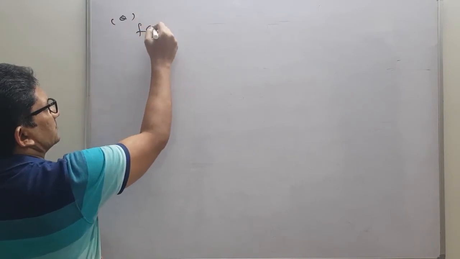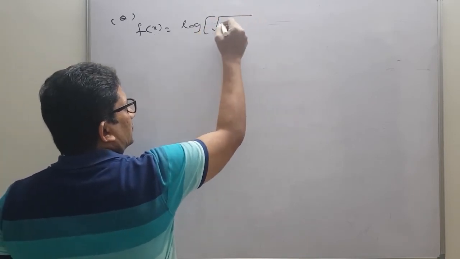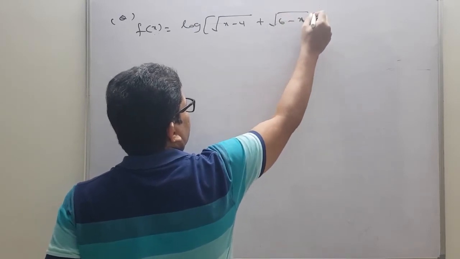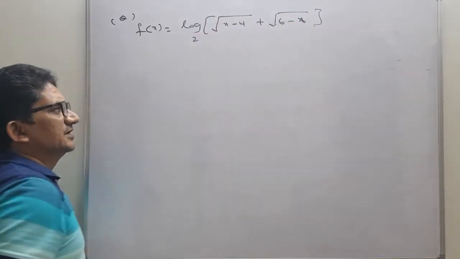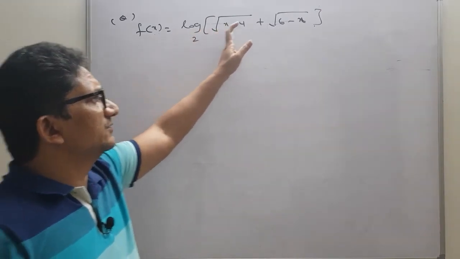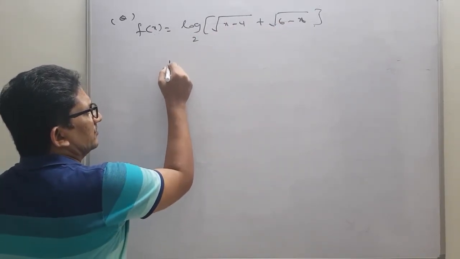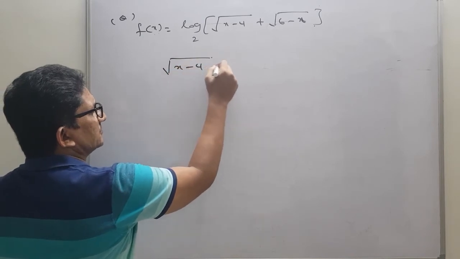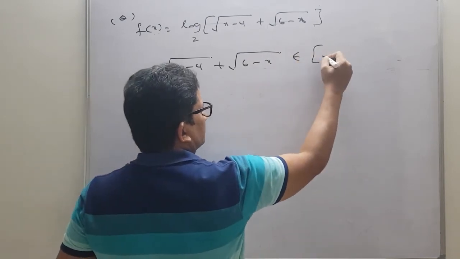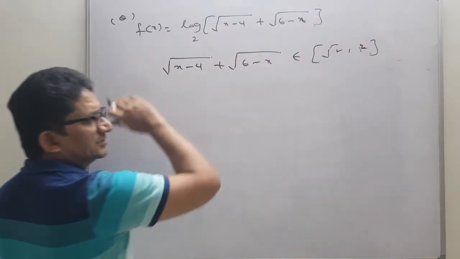Find the range of f of x equals logarithm of square root of x minus 4 plus square root of 6 minus x. For the logarithmic function, we take the base as 2. We need the range of the logarithm of this function. This function we just handled, that's why we are using the result directly. We know that square root of x minus 4 plus root of 6 minus x belongs to root 2 comma 2. That is the range from the previous question.